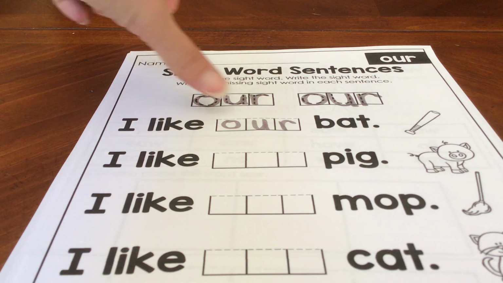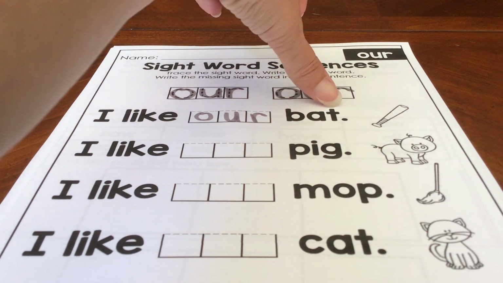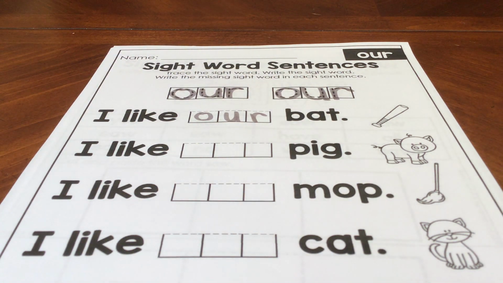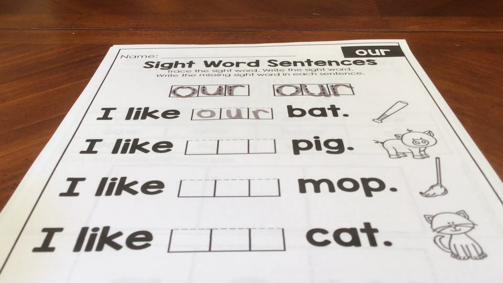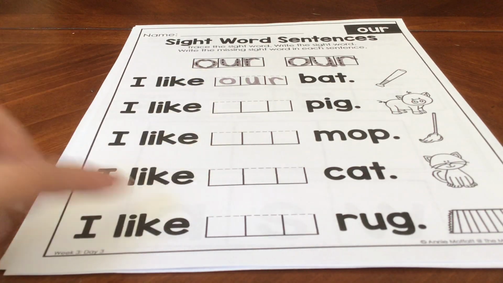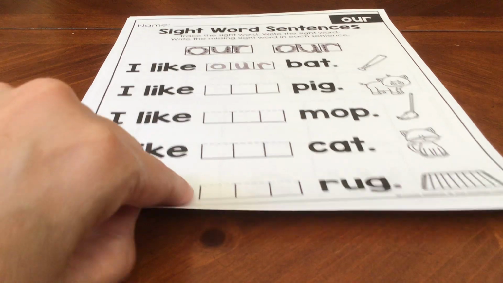And let's read it. I like our bat. So that would be a bat that you're sharing with somebody. You're going to write it again, spell it, write it, say it, and read the next sentence. You're going to do that for 4 more sentences. Make sure they make sense when you read them. Our.